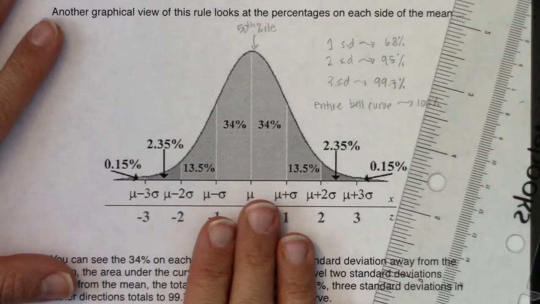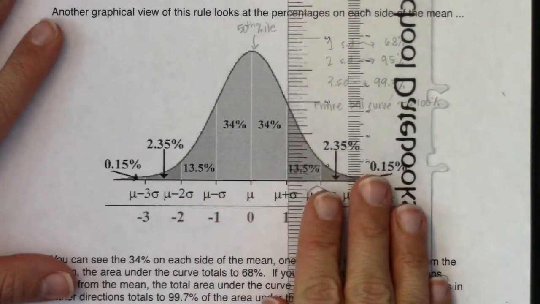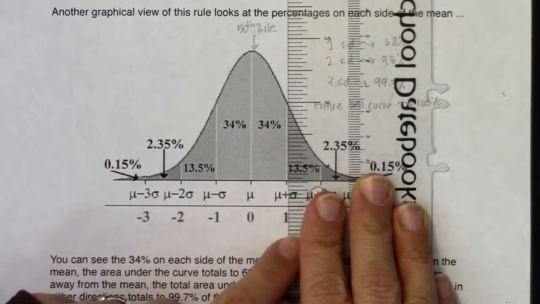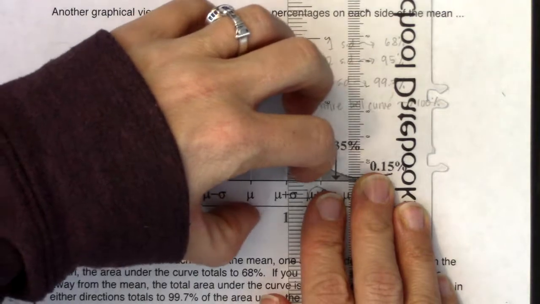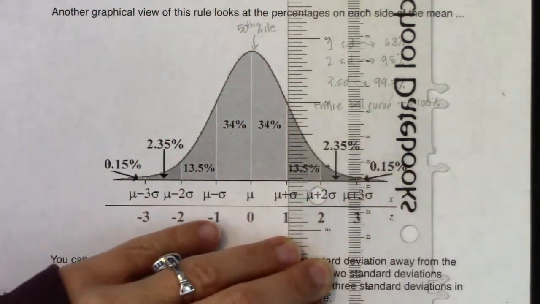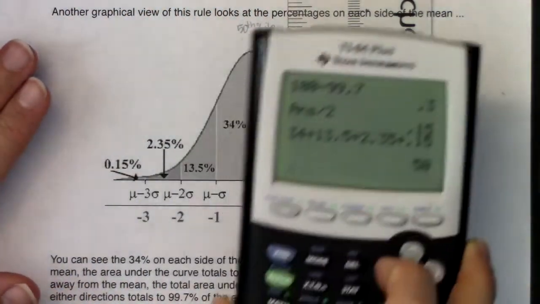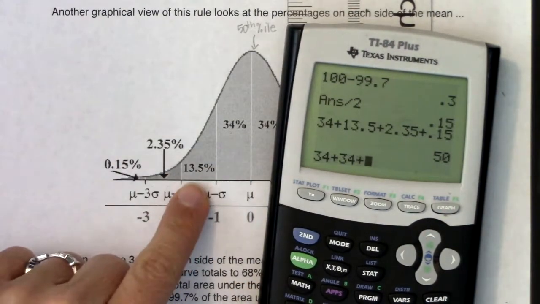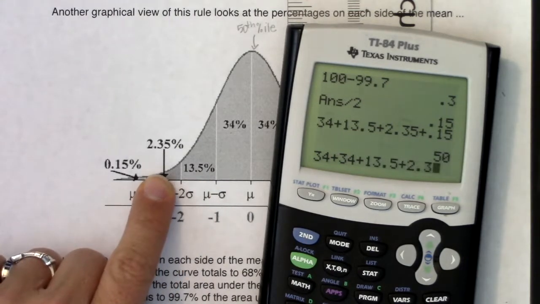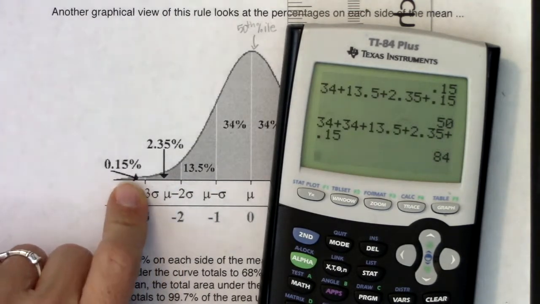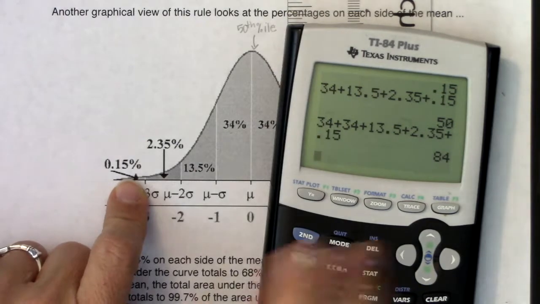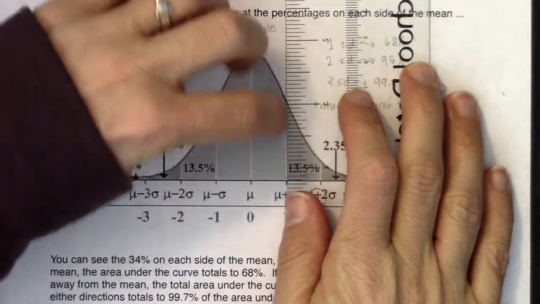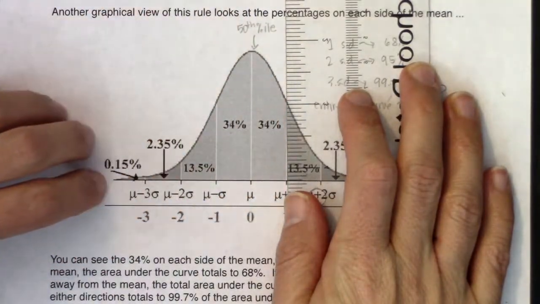So with that being said, I want us to think about what percentile we are at if we are at a Z-score of 1, or one standard deviation above the mean. How you find that percentile is you add all of this area under the curve. So let me bring my calculator back in and let's add all of those areas. I would do 34 plus 34 plus 13.5 plus 2.35 and then plus 0.15. And what percentile do I have? The 84th percentile. So 84% of the area under my curve is from the z-score of 1 on down.